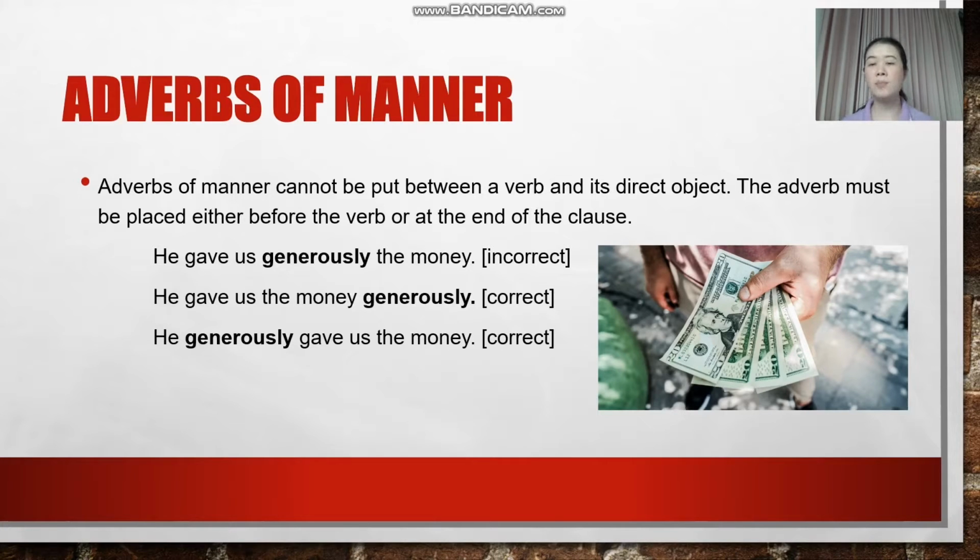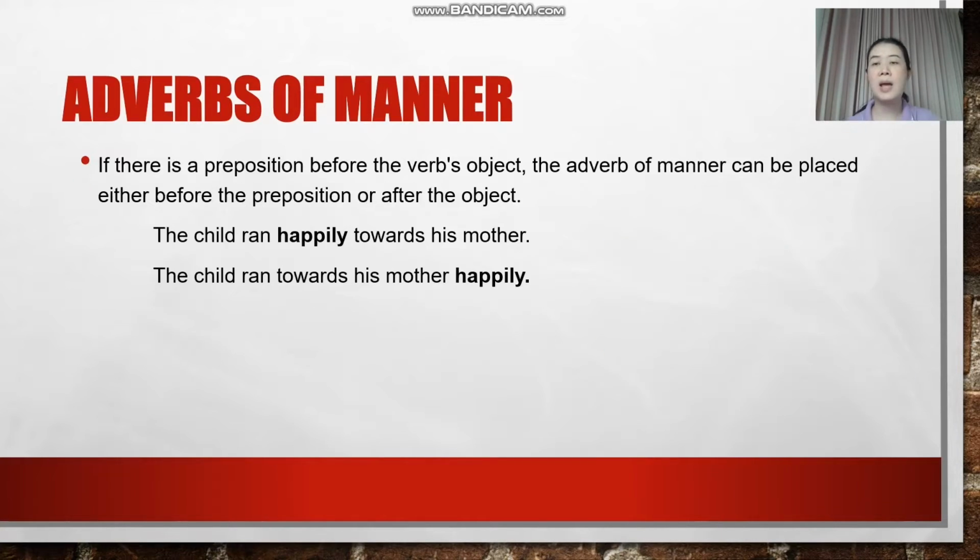Or another one, he generously gave us the money. So that is before the verb. And if there is a preposition before the verb's object, the adverb of manner can be placed either before the preposition or after the object. Okay, so that is another case. For example, the child ran happily towards his mother, or the child ran towards his mother happily.